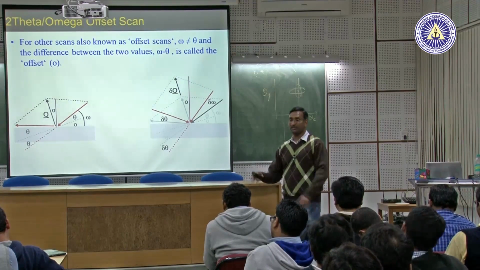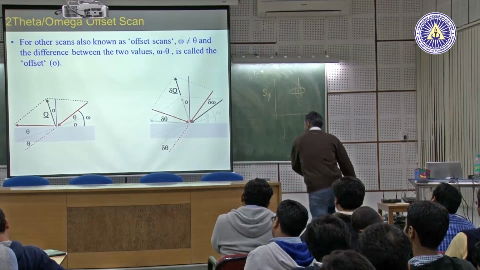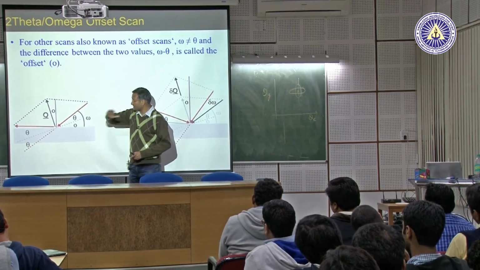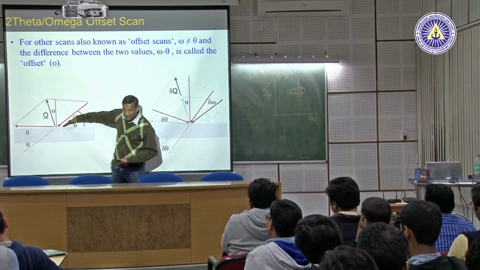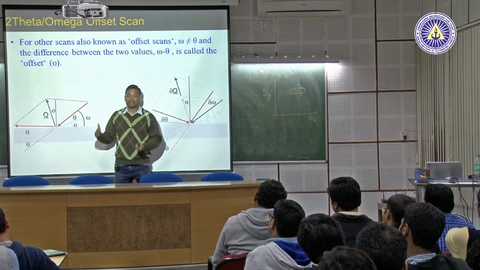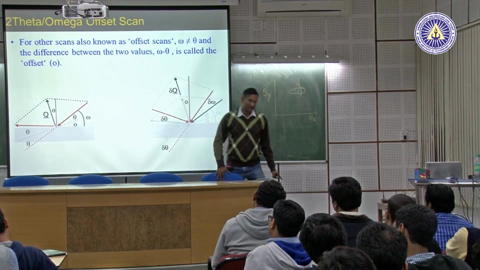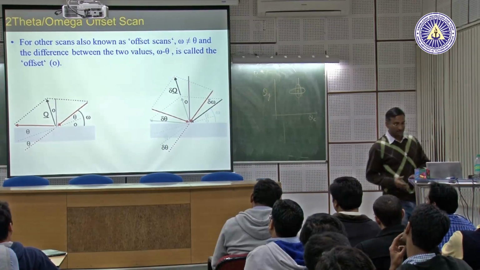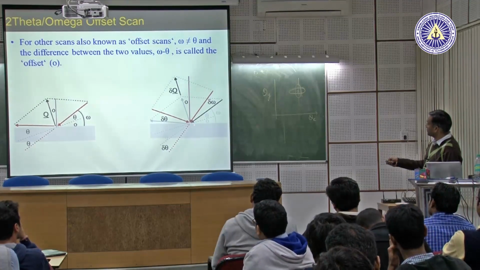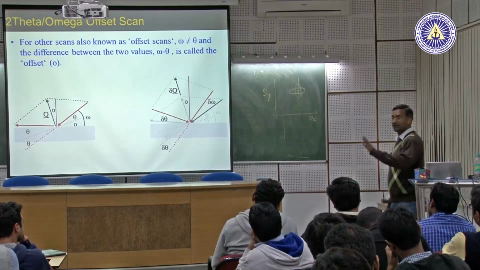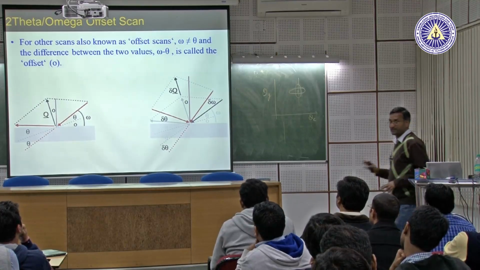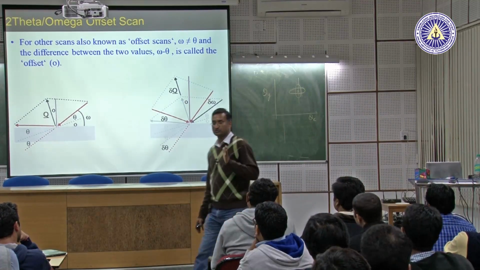where theta and omega do not match with each other, because remember, omega is the angle between the surface and the incoming beam, whereas theta is the angle between the plane of diffraction and the incoming beam. If there is a large difference between theta and omega, then you are looking at a plane which is asymmetric. So this kind of scan is an asymmetric scan, an offset scan. This will ensure that your Q vector doesn't lie in the direction perpendicular to the substrate, rather it lies in a direction which is at a certain angle to the substrate in the reciprocal space. So basically reciprocal space mapping is about scanning along these two methods.